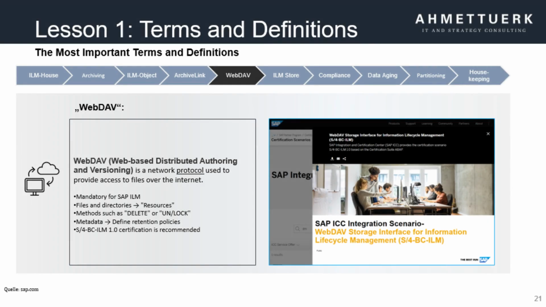WebDAV, short for Web-Based Distributed Authoring and Versioning, is a network protocol that enables the provision of files over the Internet. It is mandatory for SAP ILM. Files and directories are treated as resources. Common methods include delete or unlock. WebDAV also allows you to define metadata to set retention policies. For productive use, the S4 BC ILM 1.0 certification is recommended.